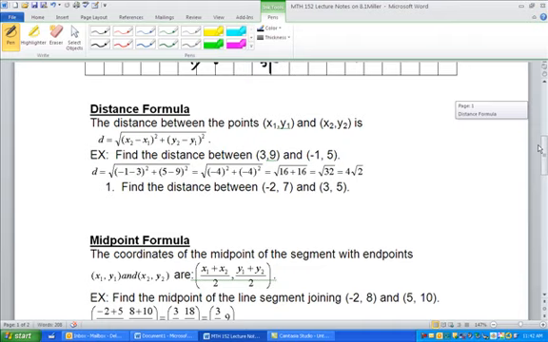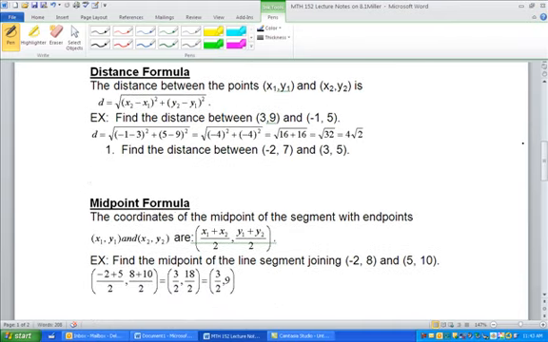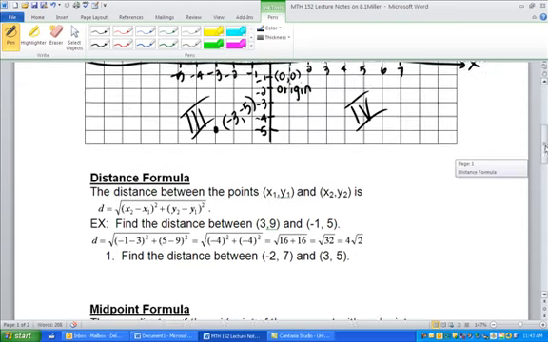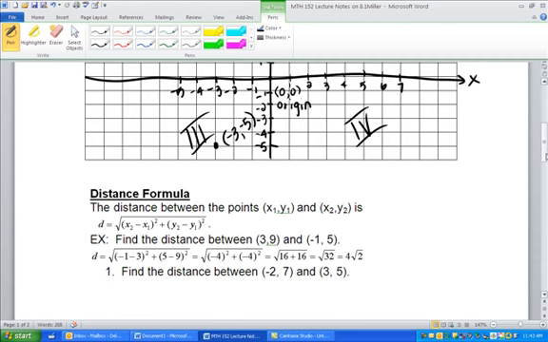Now, the next thing we do is we use what we call the distance formula. This is a way to find the distance between 2 points. It is based on the Pythagorean theorem and the fact that we can take 2 points on the coordinate plane and try to figure out the distance between them by using the right triangle and the Pythagorean theorem.